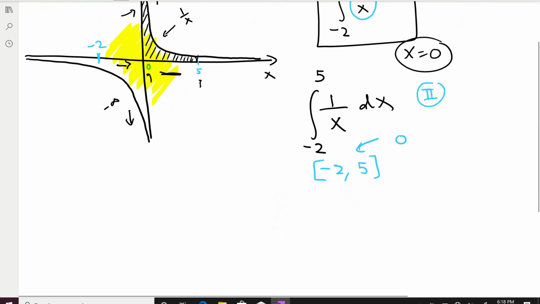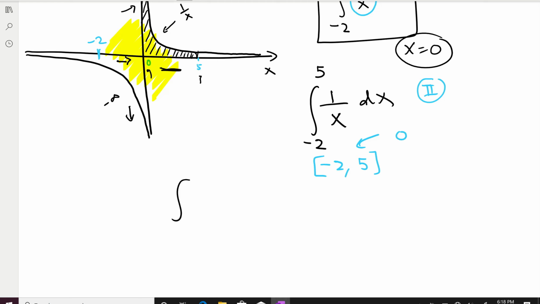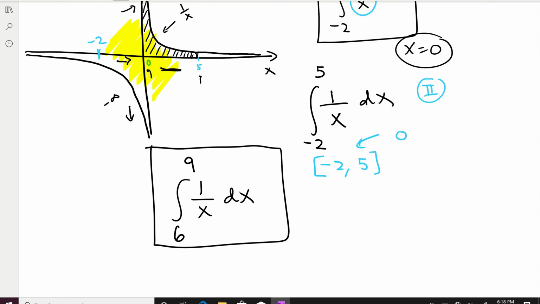Okay, here's my final example, I promise you, for this video. 1 over x, same function. Now you are integrating from 6 to 9. Now tell me, pause the video and think, is this a type 2 improper integral? Nope, this is not a type 2 improper integral. The reason is that I know the function is discontinuous when x is equal to 0, but is 0 a part of the bounds of the integral? 0 is not 6, 0 is not 9, and 0 is not a number between 6 and 9, right?